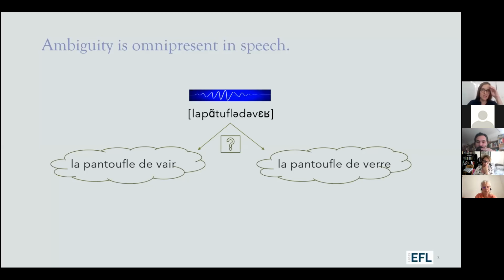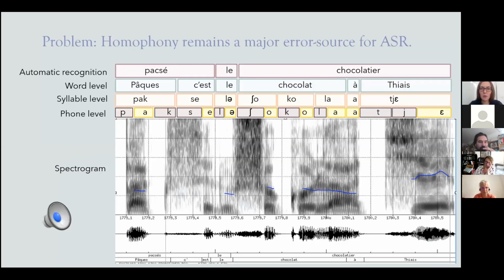So ambiguity is omnipresent in speech. As you may know, we can have the same phonetic sequence that refers to two different meanings. A famous example in French is Cinderella's shoe, which might have been a shoe in fur, but over the years it became a shoe in glass because of homophony. And the problem is that for most people, those homophonies are solvable, so to speak, but it remains a major error source for ASRs.